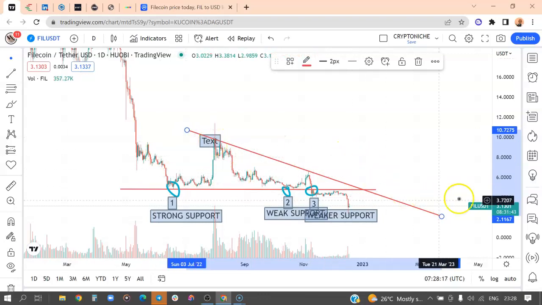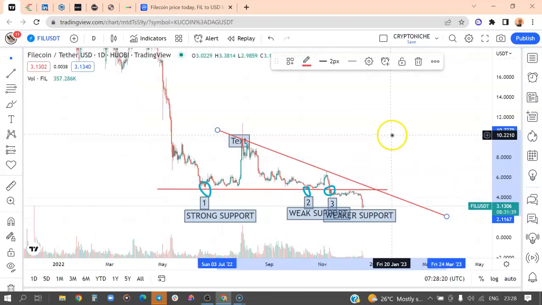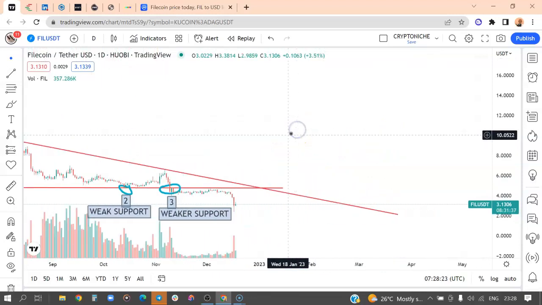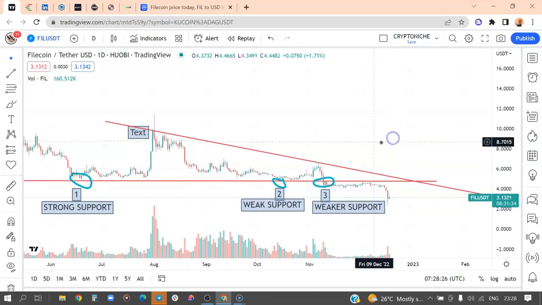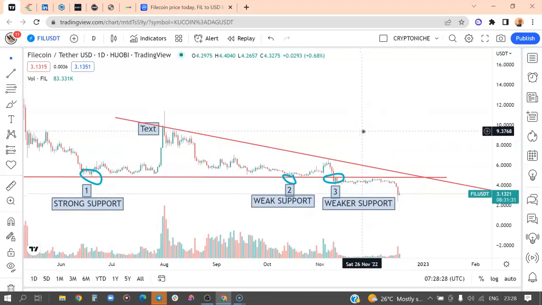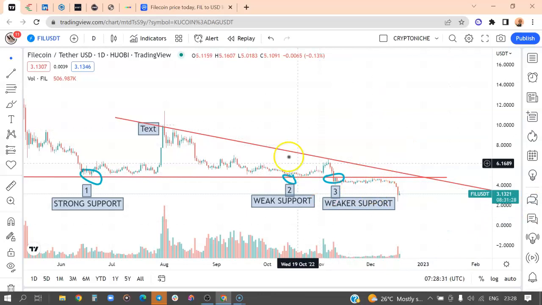If you draw a trend line here, you can see that the overall momentum is still bearish. Any pump that you see here, you just have to short it. It could pump to 4.9. Don't be scared to short this thing. Don't be scared to short Filecoin.